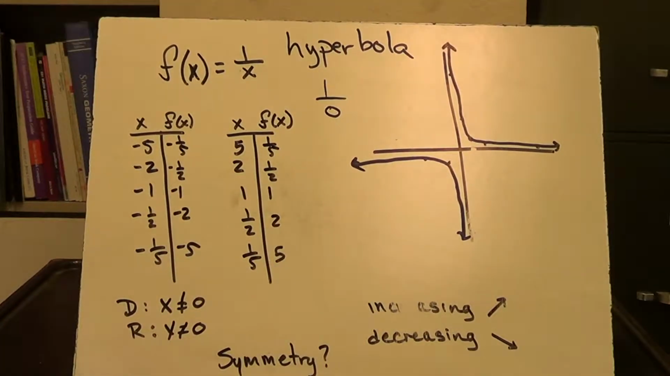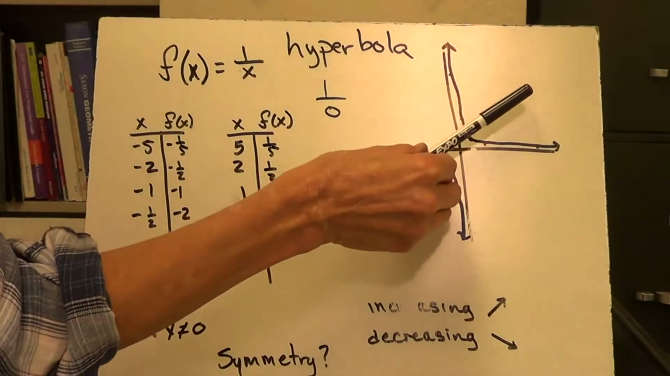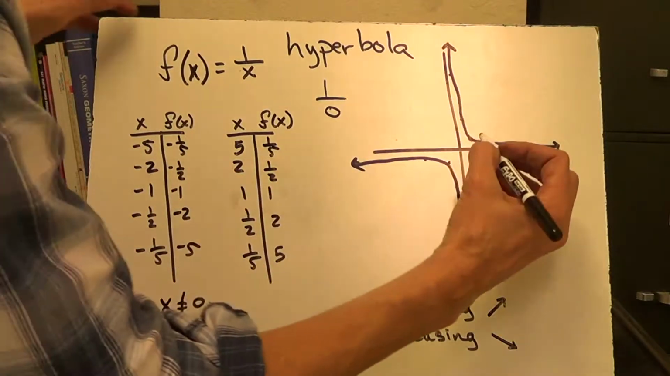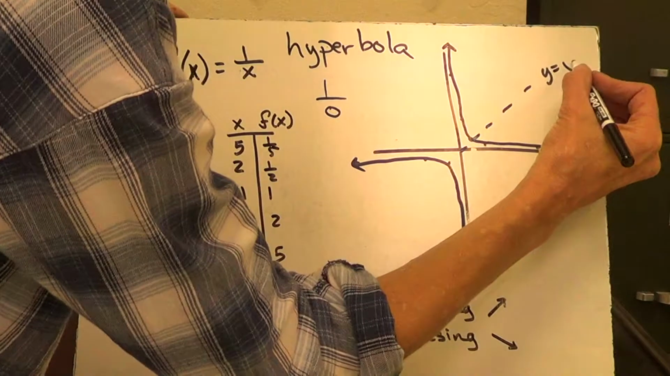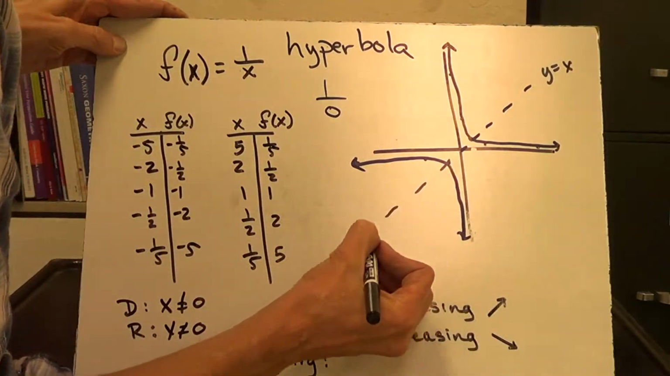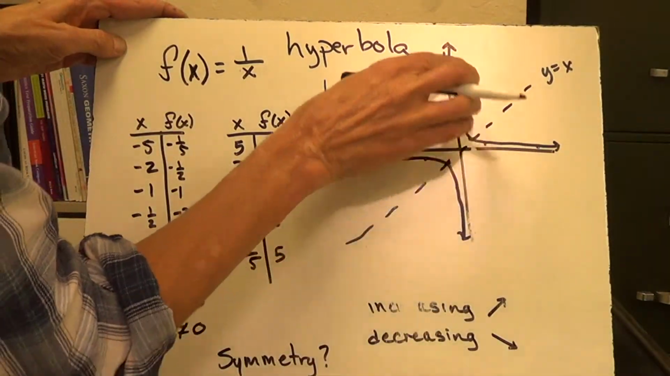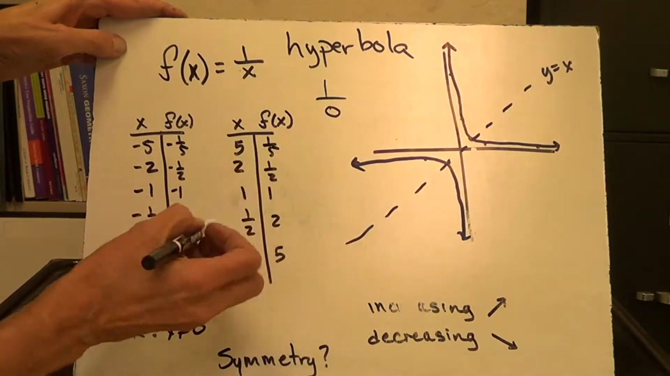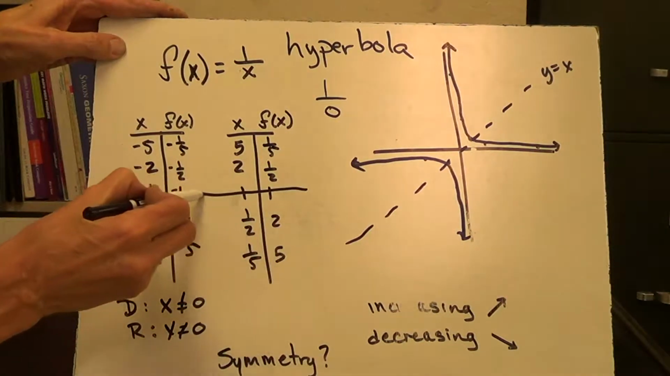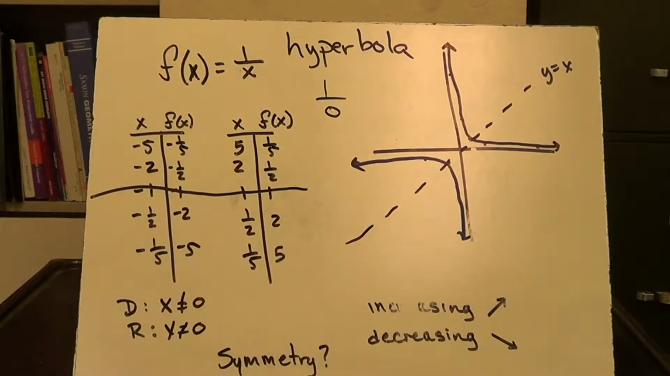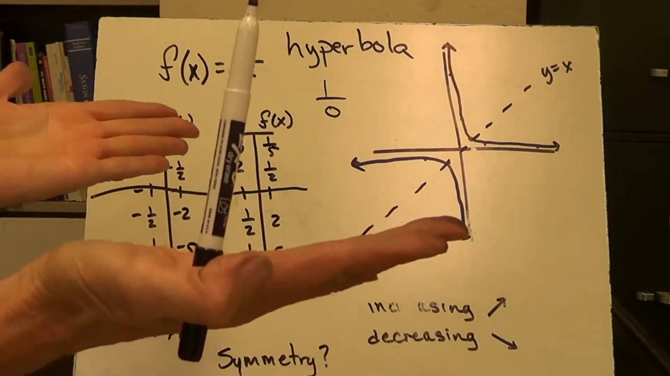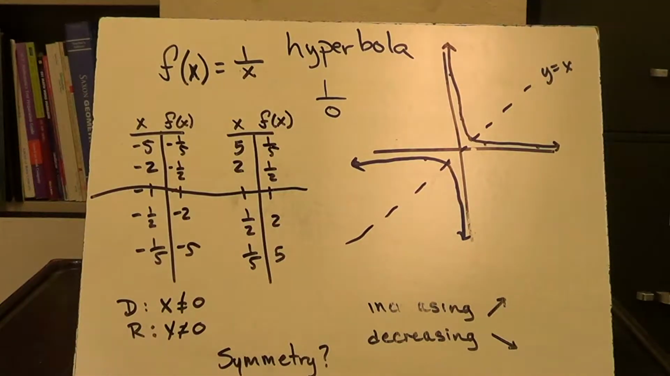Is there symmetry in this? There absolutely is. If I draw the line right across here, y equals x, this graph is folded right off of that graph, and that graph is too. You probably saw it right here, that they were inverses of each other. So that shows the fold line on there. Okay, so the symmetry is on the line y equals x.